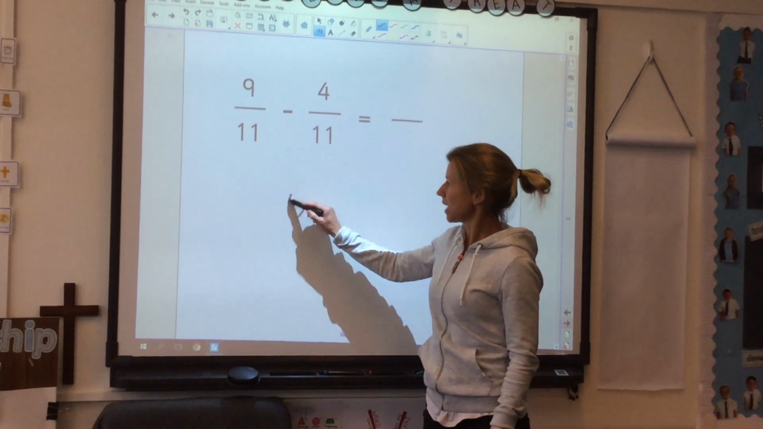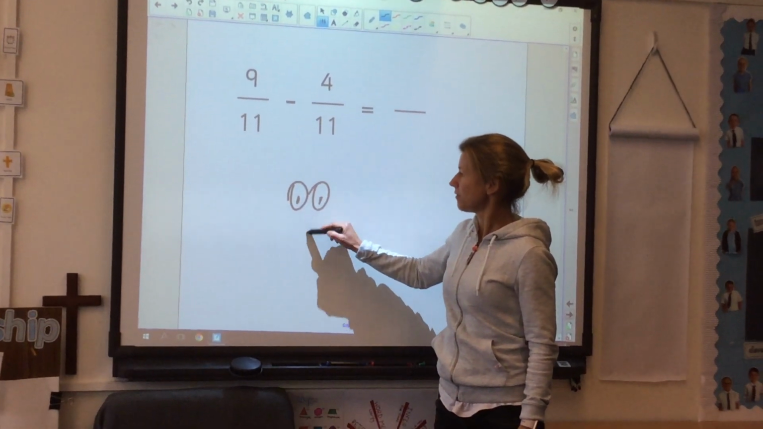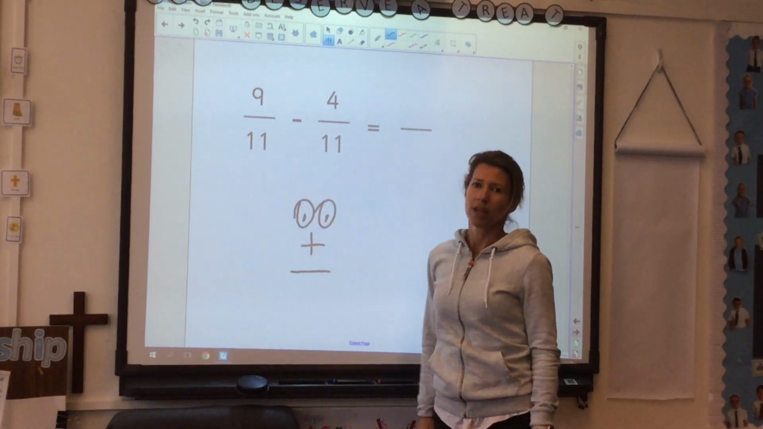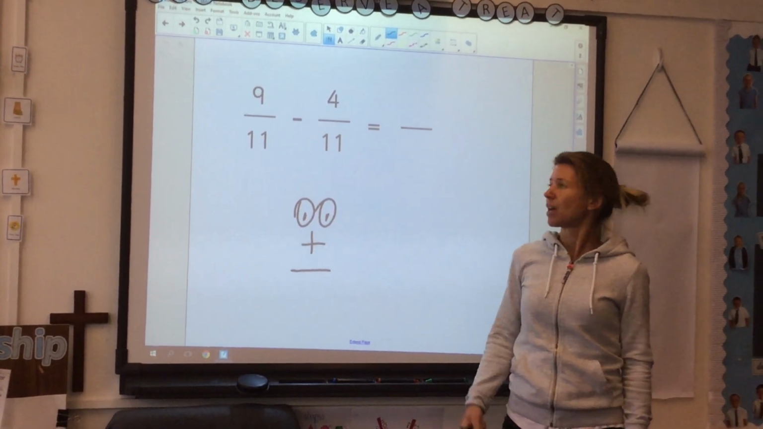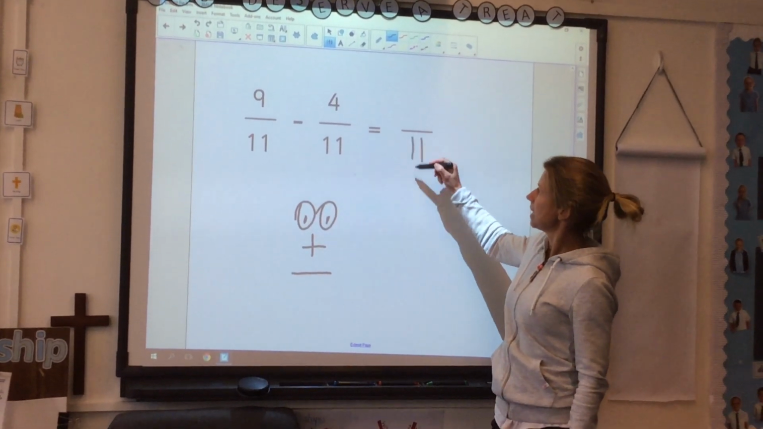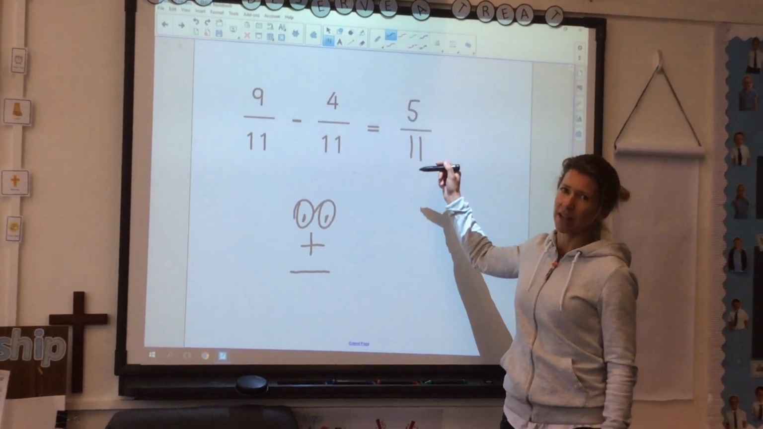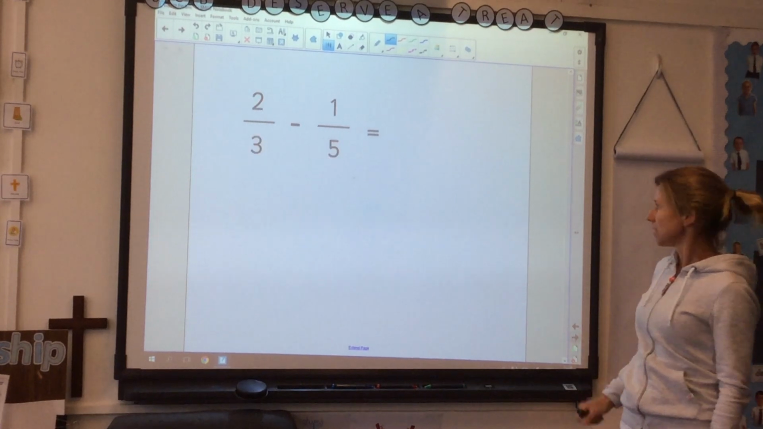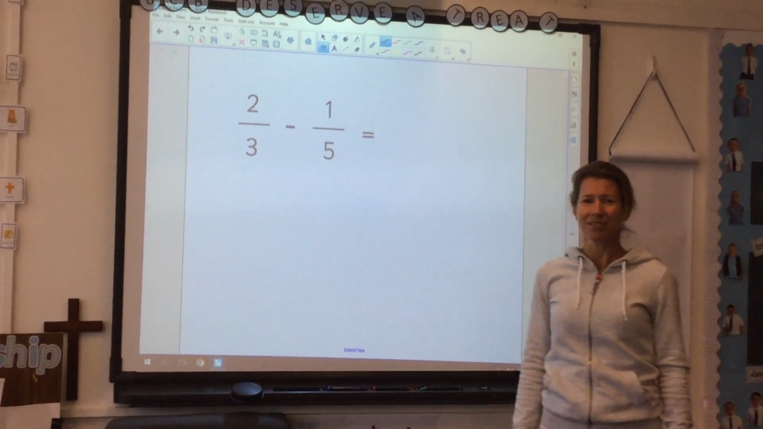Subtraction. So same thing. We said, didn't we, if you look at any addition and subtraction, then you need to make sure that the denominator is the same. I'm sure you've all noticed straight away that the answer to that one is 5/11. You can just go ahead and do it because the denominator is the same. It's not this time. Have a go.